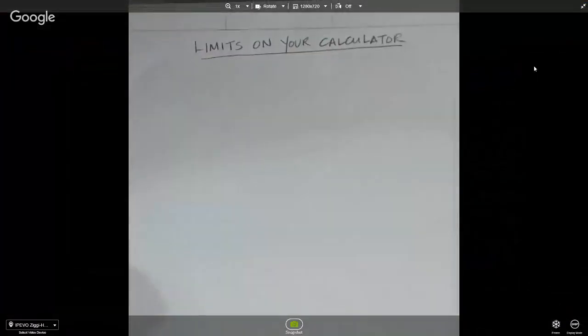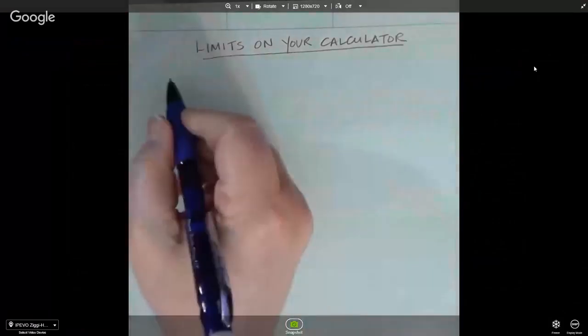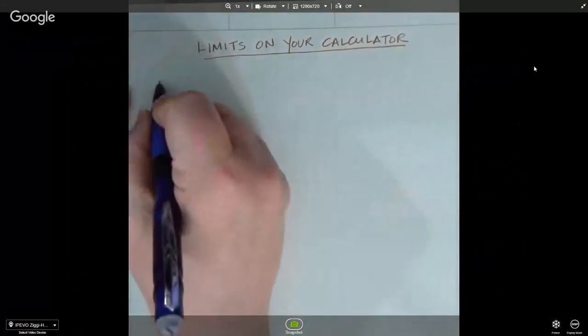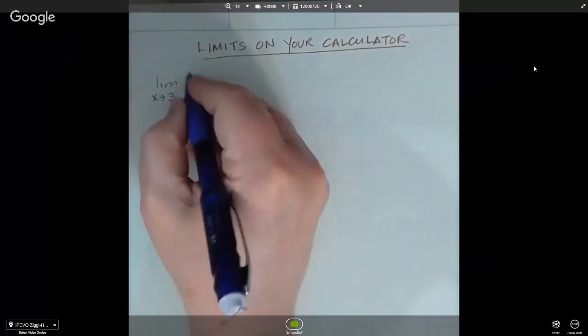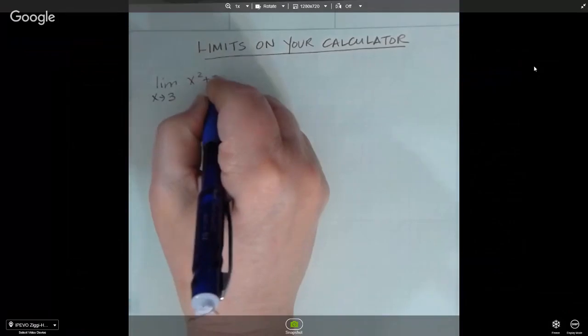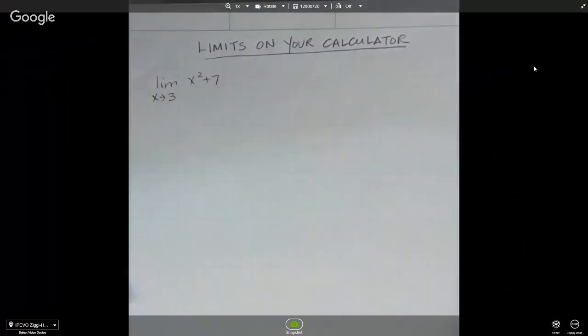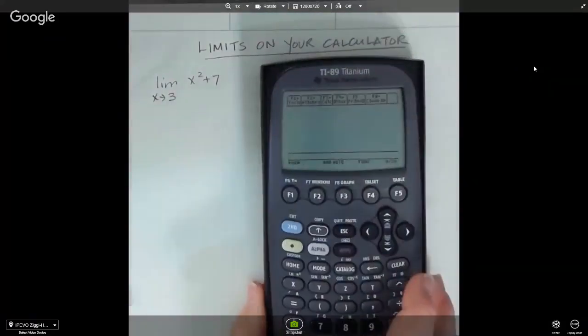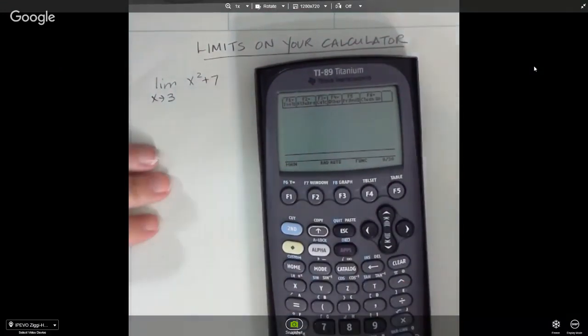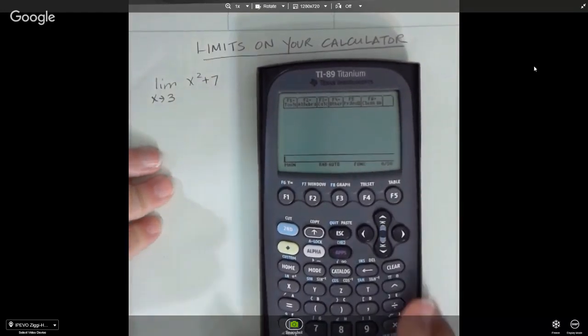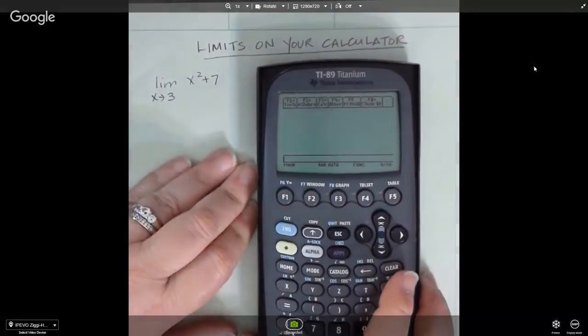All right, this is going to be a quick video on limits using your TI-89 calculator. Okay, so I'm going to do some simple limits first. Let's do the limit as x approaches 3 of x squared plus 7. Now I know that this is simple and you can plug that in using substitution and get a number, and you can do that in your head. But this is how you would do this on your calculator.